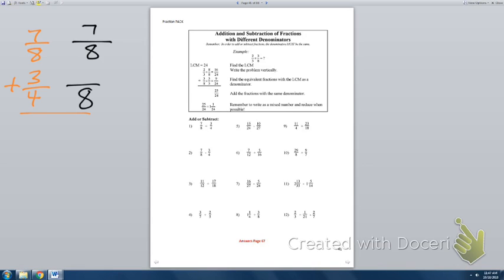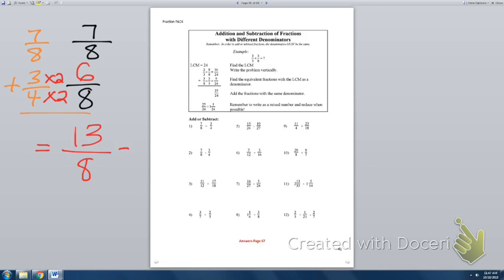So 7/8 is already in 8s. It's already done for you. That means you only have to make an equivalent fraction with the bottom one. 4 times 2 is how I would get 8. So then I'm going to multiply the top number by the same number of 2. And 3 times 2 is 6. So using my common denominator of 8, I will add 7 and 6. And I get 13.